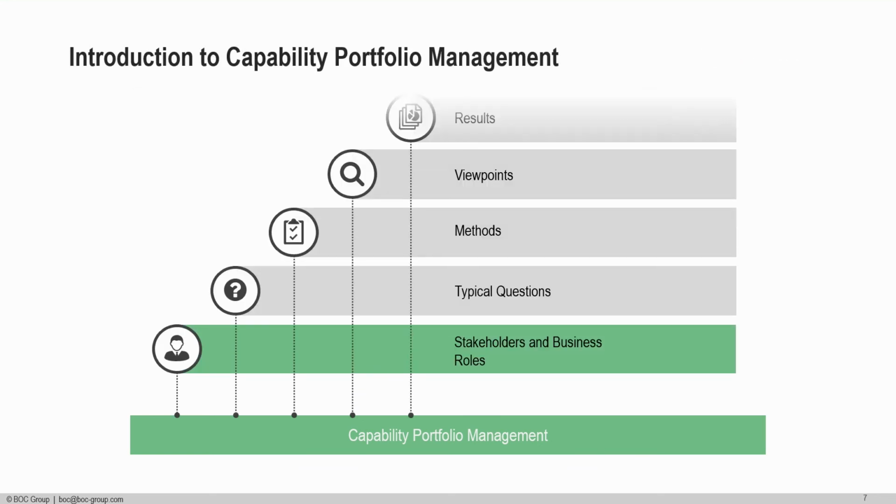I would like to explain it to you using different steps that will help us understand it, beginning with different stakeholders, then moving on to typical questions and methods within viewpoints, and finally the results. Now let's start with stakeholders and business roles. So this is a topic that deals with a matter of who should fulfill which requirements throughout the organization, which information do they need to do so, and so on.